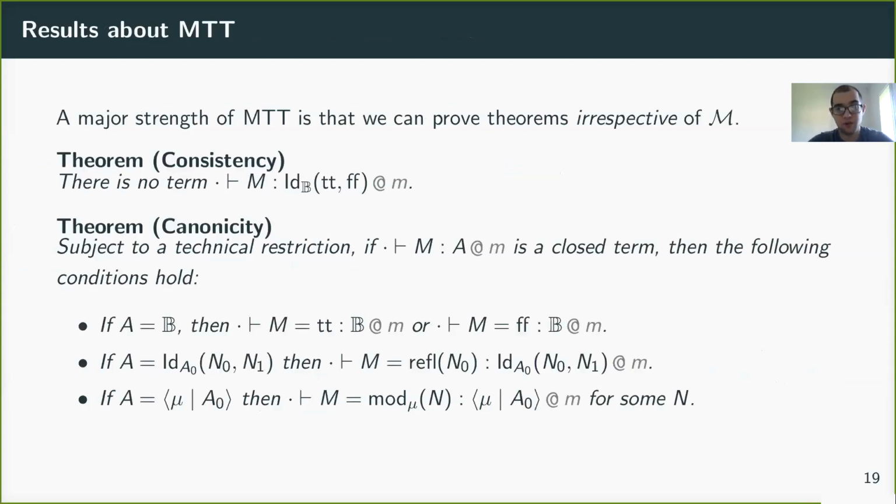We have proven some results about MTT which hold irrespective of the mode theory. So the first and sort of most basic is that the type theory is consistent no matter what choice of modalities you instantiate it with. There's never going to be a way to prove that true is equal to false.